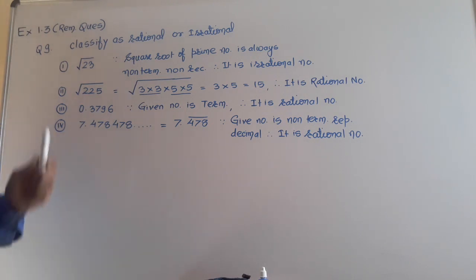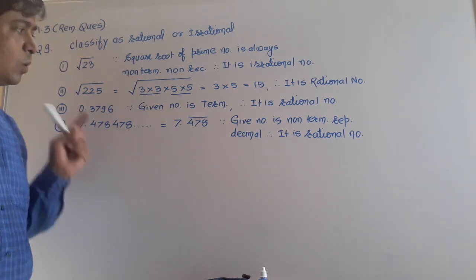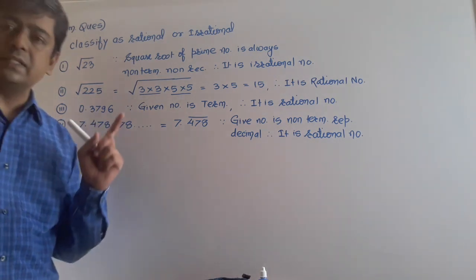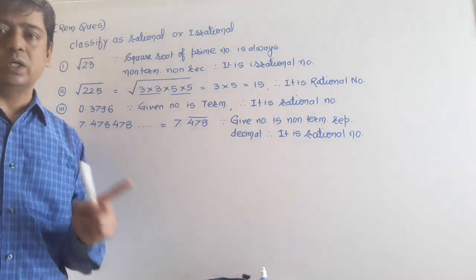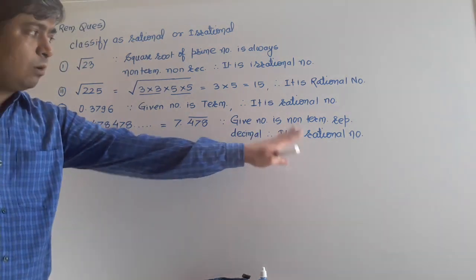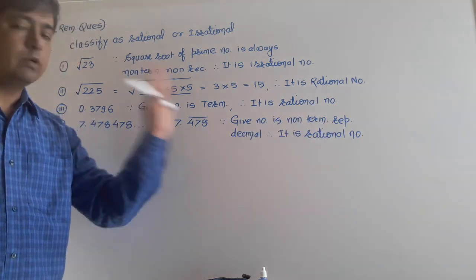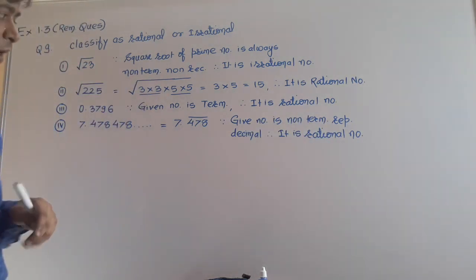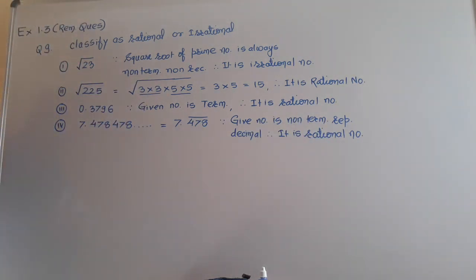One thing remember, the number will be irrational only in one case, if it is a non-terminating, non-repeating decimal. Since it is non-terminating but repeating, it would be a rational number. Okay, let us see the next one, part number 5.